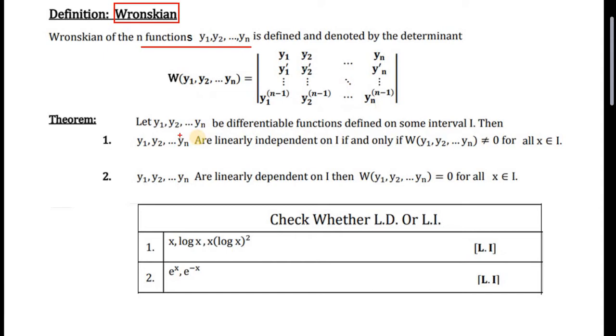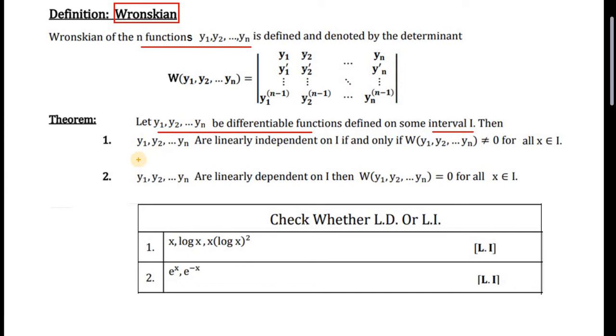Let y1, y2, up to yn be differentiable functions defined on some interval I. Here we have interval I, and we have n functions. All these functions are differentiable in this interval.